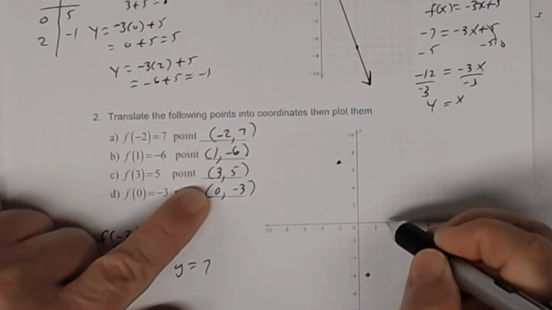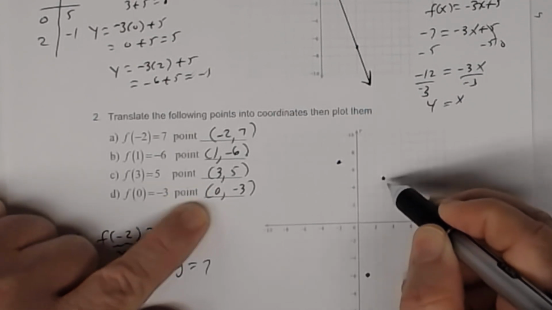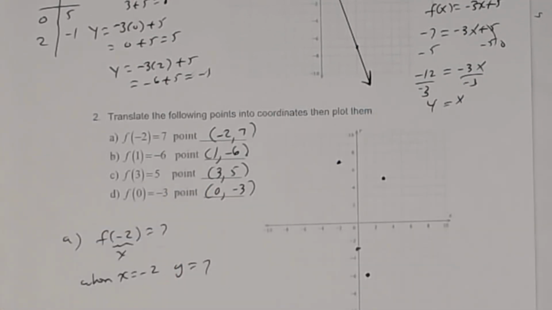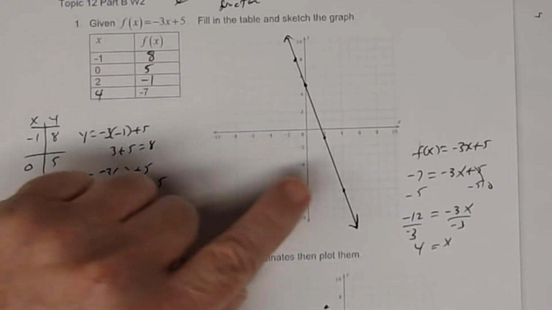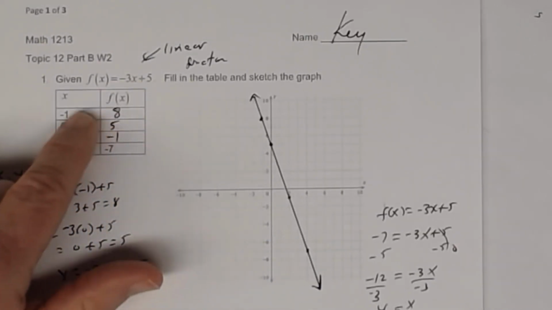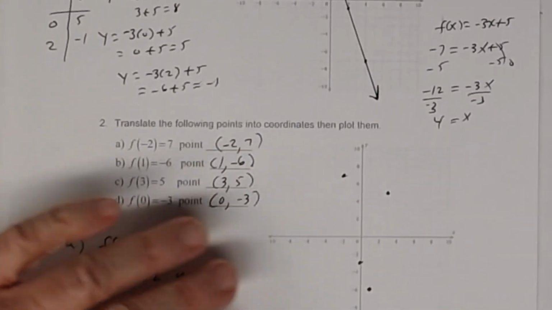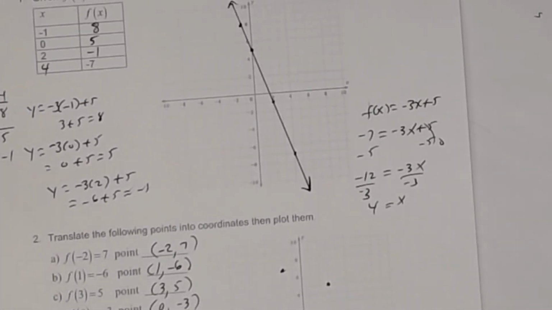And (3, 5) is right here. And then (0, -3) is right here. And that's all they want you to do, just plot those points. Now, the difference between this and this is that you knew that this was a linear function. So when you plotted those points, it said sketch a graph, so you had to draw a line. Here, you don't know what the graph looks like. You just want to plot those points. Okay, so that's number 2.